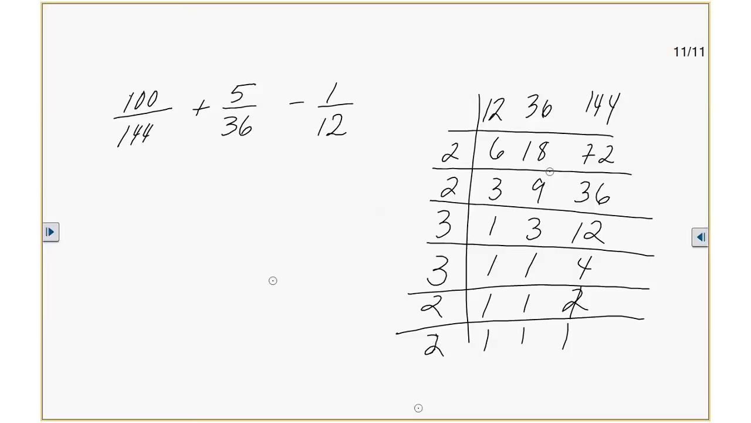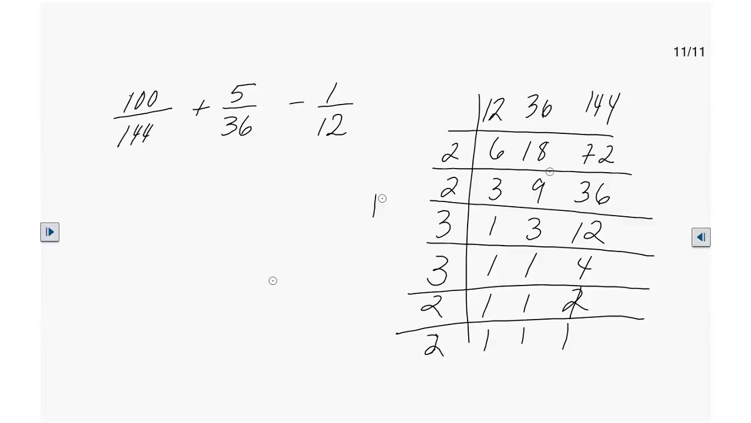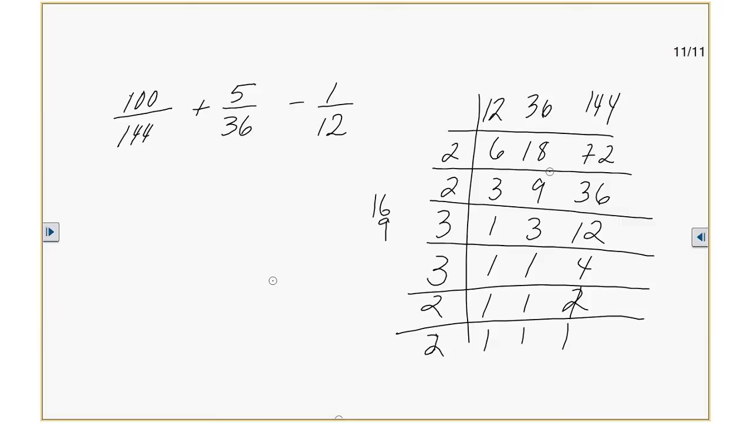Okay, so I've got 16 times 9. I have to write that down for a while. Yeah. 16 times 9 is going to give you 144. So 144 is the common denominator. So here we go.